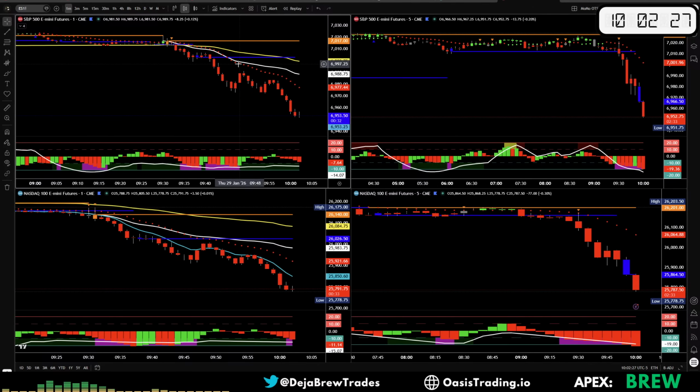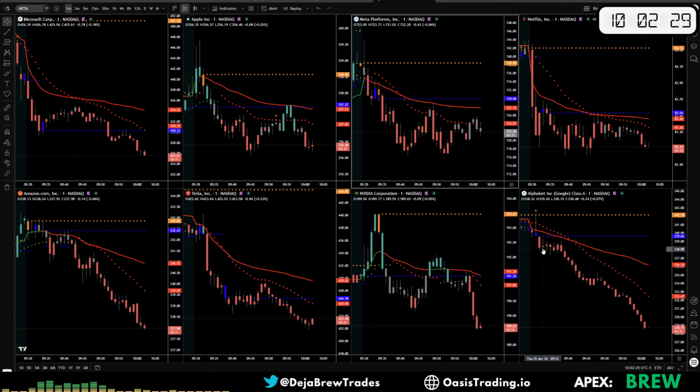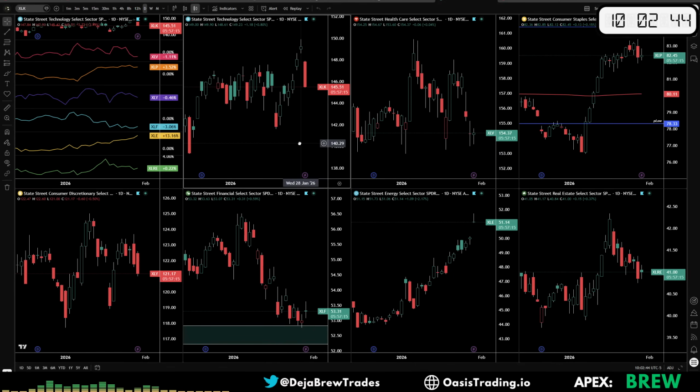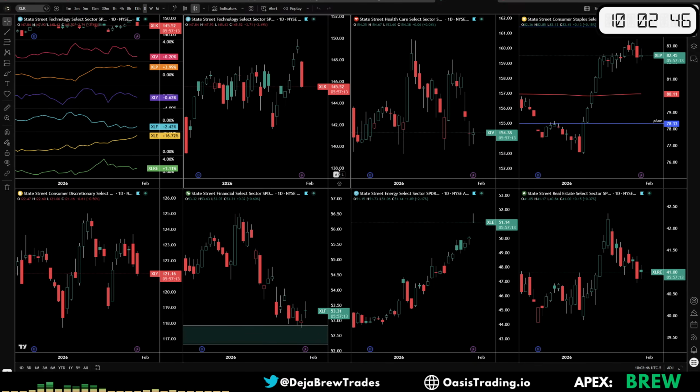That is a nasty drop on Google. Google is just basically diagonal here, just straight down. How are the sectors doing? Tech sector is really bad. It's mostly just tech.